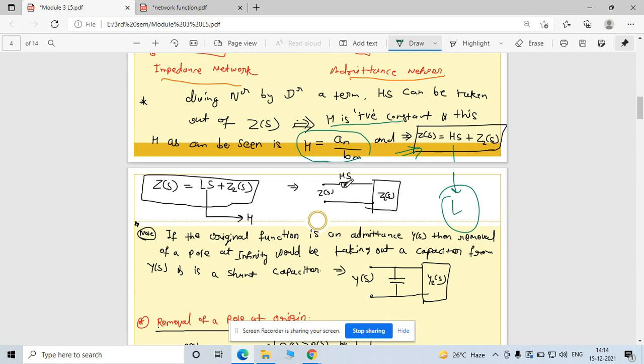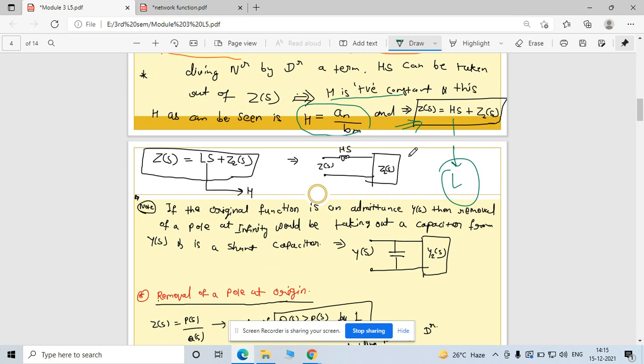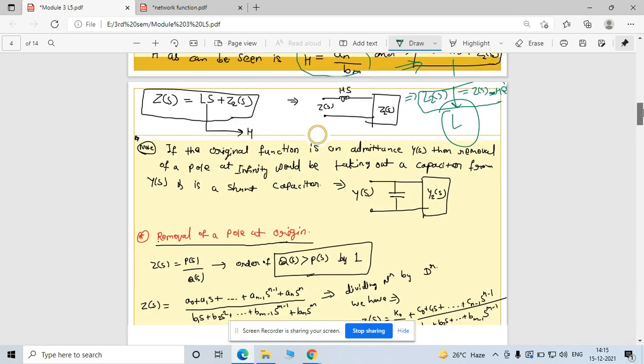Now in circuit format, represent this equation in this circuit. Now you have found this Z1 of s, right? Now you need to find out this Z2 of s. How to find this Z2 of s? Z2 of s is nothing but Z of s minus h of s, right? You can also find it from this, or you can also use the division method. We will see that also.